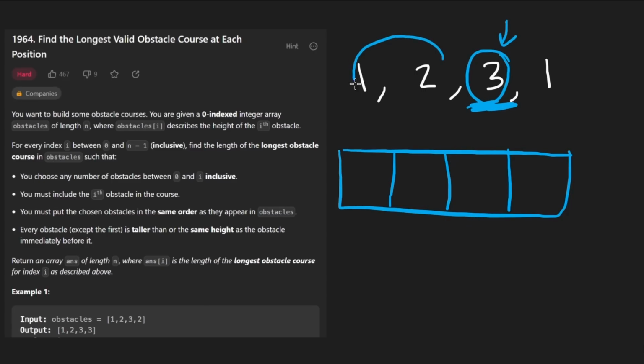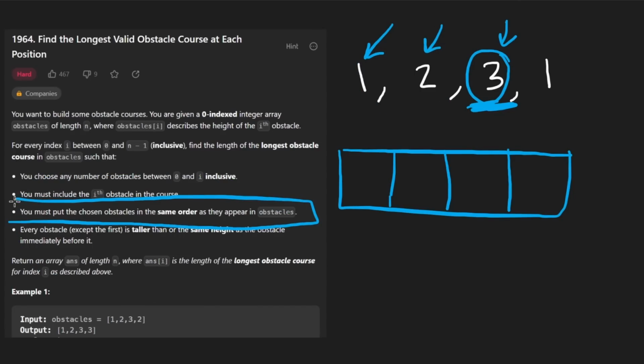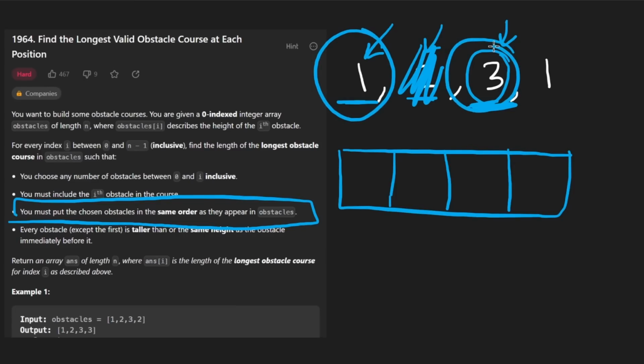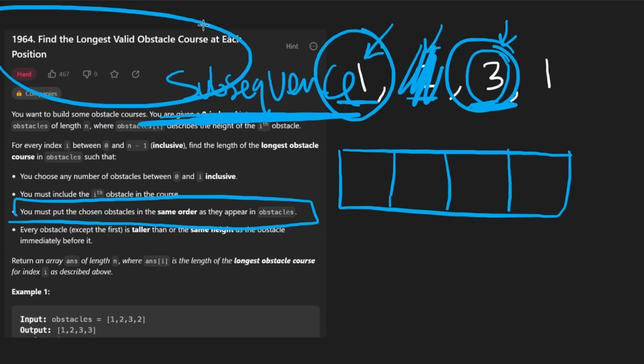What about the 2 values before? We have choices. Do we want to include these guys or not? Let's take a look at the rules over here. It seems like we care about the relative order of these elements. So 1 comes first, then 2, then 3. If we decided to skip 2, we would still care about the relative order. 1 comes first, then 3. This is the idea of a subsequence, which this problem doesn't really go super in depth into, but if you know what a subsequence is, this problem is a lot easier.